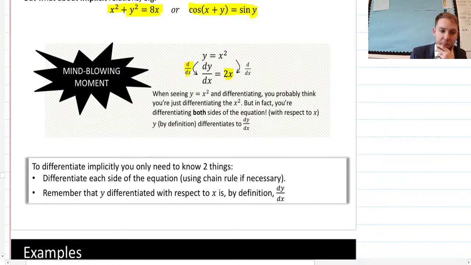So to differentiate implicitly, you need to know two things. Differentiate each side of the equation using the chain rule as necessary. It's probably worth writing this down, actually, because these are key parts, okay? And remember that when you're differentiating y with respect to x, it is equal to dy by dx. Now, that is really important. I'll give you a second to get those down.